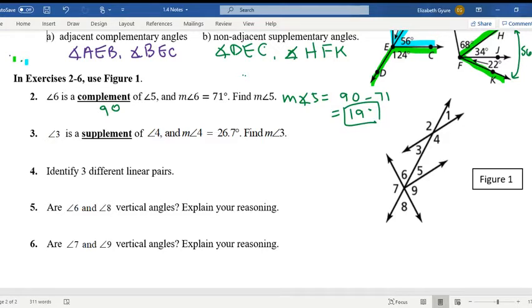Number 3 says angle 3 is a supplement of angle 4, and the measure of angle 4 is 26.7 degrees. Find the measure of angle 3. Again, similar idea, except supplement means the two angles add to be 180. So this is telling you one of them is 26.7, find the other one. So to find the measure of angle 3, we're going to take 180 minus 26.7, and that's going to give us 153.3 degrees.